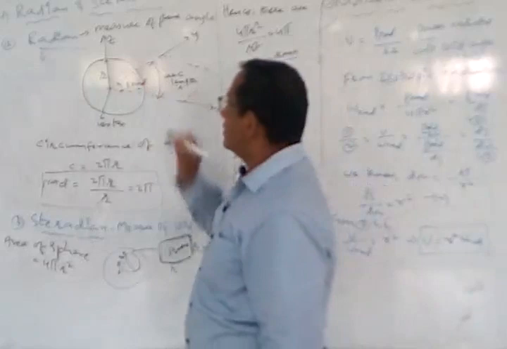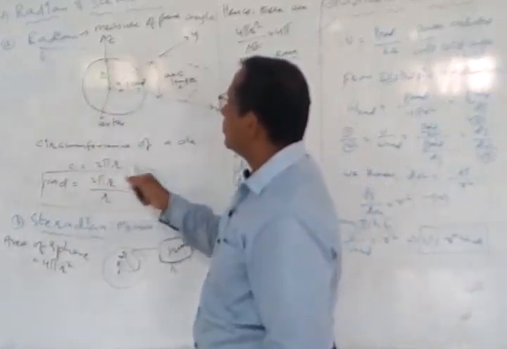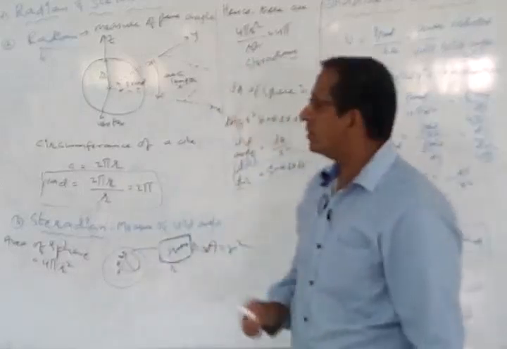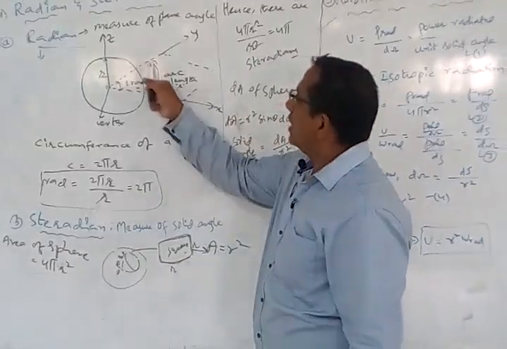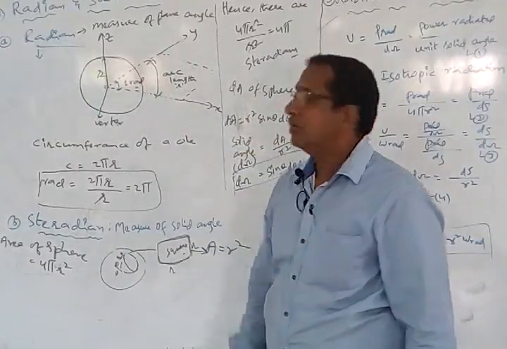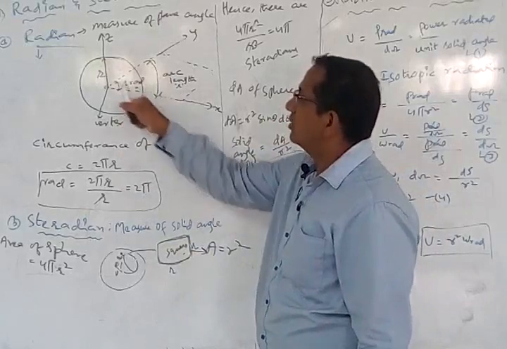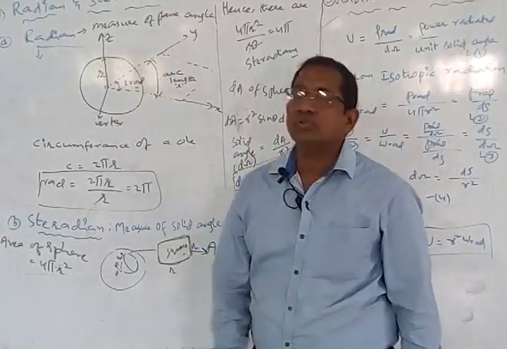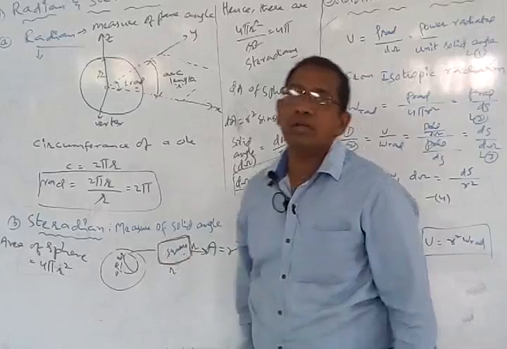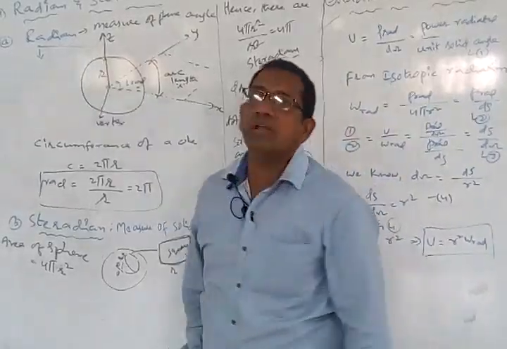Now you know the circumference of a circle is equal to 2 pi r. So 1 radian subtends an arc of length r. So we divide the circumference of the circle by this arc length to get this particular radian. So this gives 2 pi, which is the result we are going to get from the radians, right?